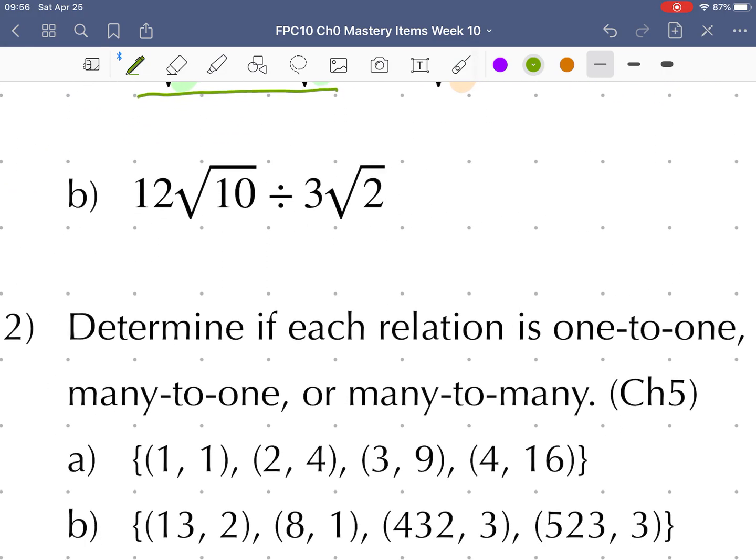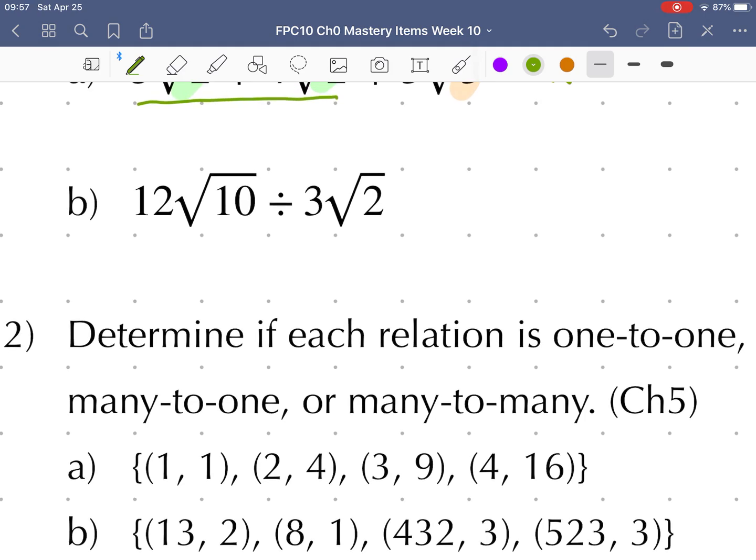All right, letter B, dividing. When we divide, we divide our coefficients, and we divide our radicands. So our answer to this is 12 divided by 3 is 4, and 10 divided by 2 is 5, so our answer is 4 square root 5.